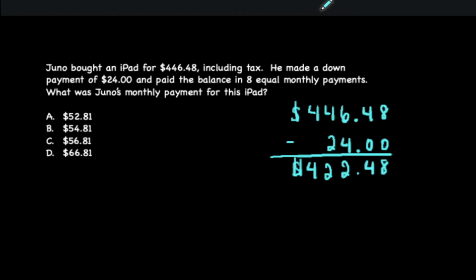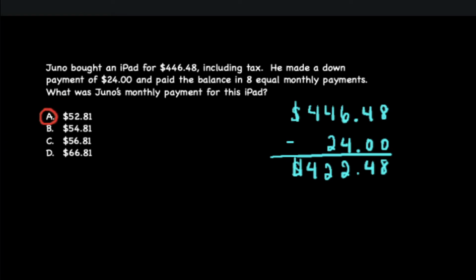So since he's done that, we can find out what those equal monthly payments were by dividing, right? That only makes sense because if you look at the dollar amounts here, they're much smaller than hundreds of dollars. Okay, so that's where we're going to divide. So let's divide $422.48 by 8. And so his monthly payment was $52.81. So that is answer choice A.